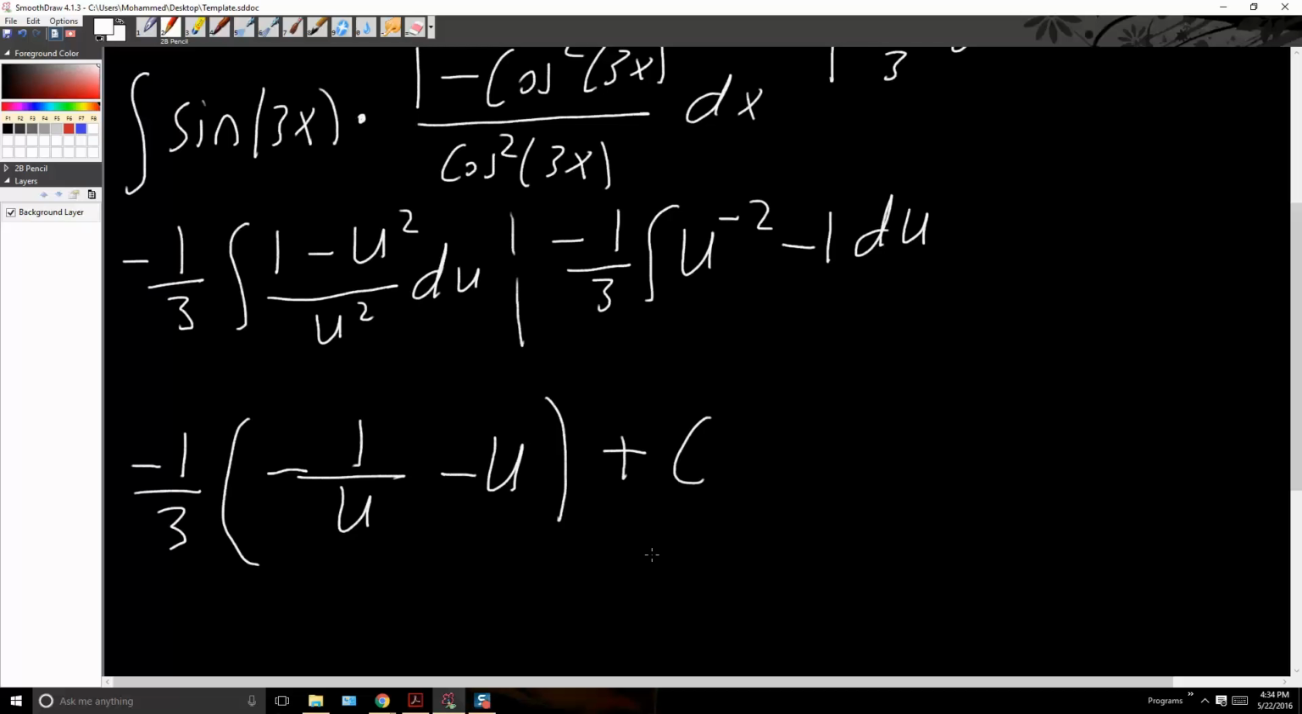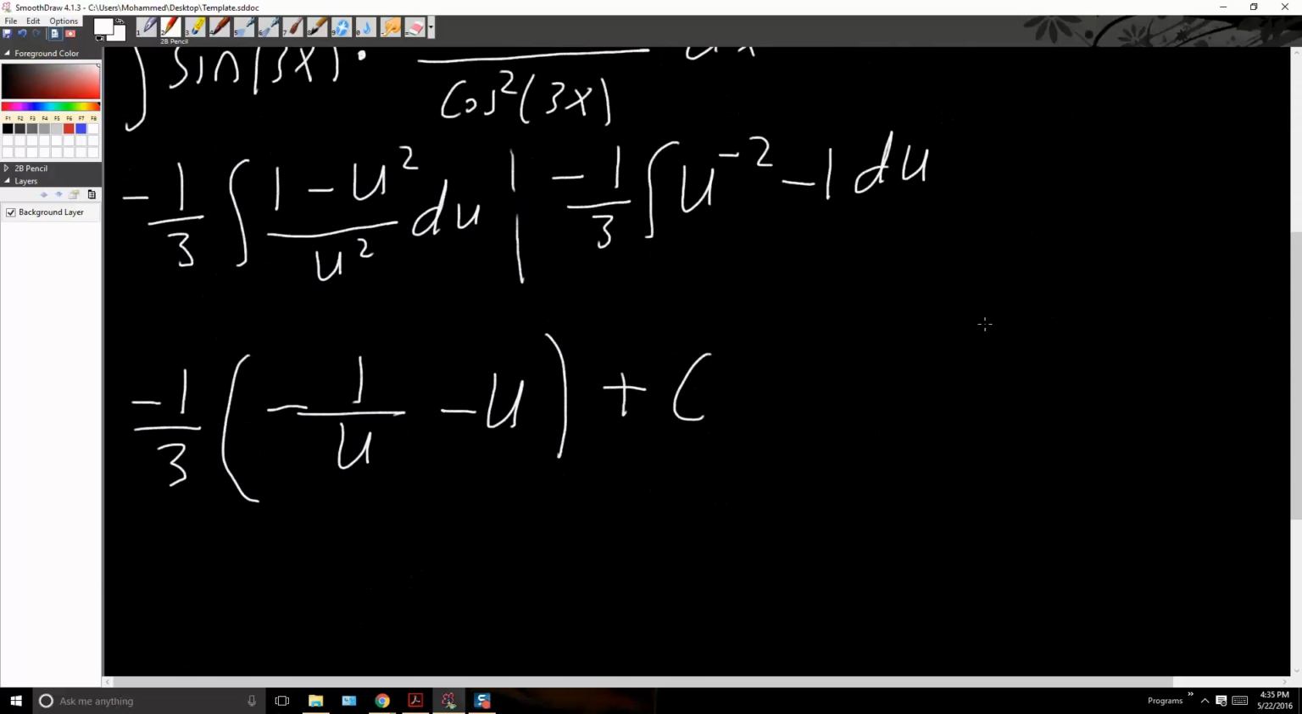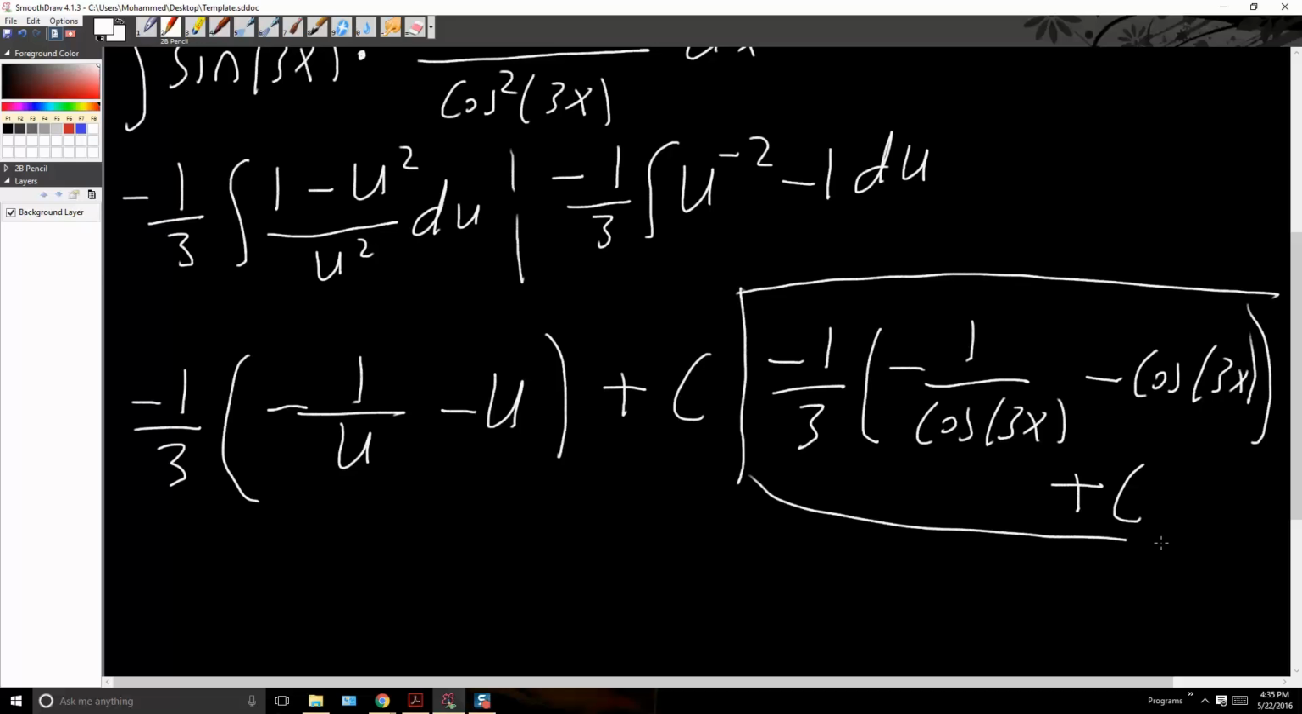plus c. But now we need to convert u back into what we originally had for u, which was u is equal to cosine 3x. So we plug that in for our final answer. So our final answer is minus 1/3 parentheses minus 1 divided by cosine 3x minus cosine 3x, close parentheses, plus c. And this is our final answer. And that's all we need to do.